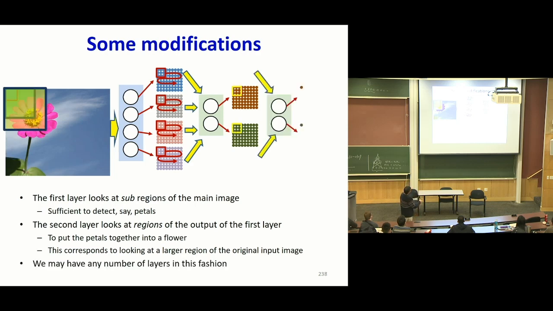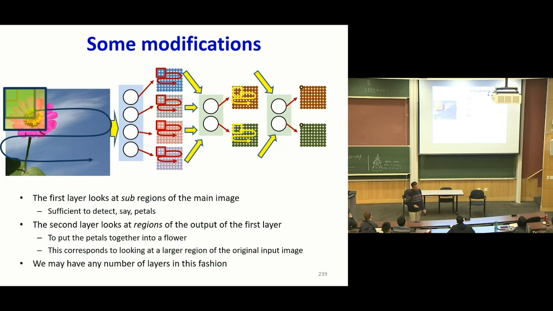And the neurons in the next layer, again, are going to be looking at these jointly, basically as a stack, and scanning them. And when they do so, they're actually scanning an even larger region of the input. This is how the whole thing goes. And so the first layer may be looking at subregions sufficient to, say, detect petals. The second layer will be looking at regions of the output of the first layer. So maybe it puts the petals together into something that looks like a part of a flower, then something that puts them all together to compose a whole flower, and so on.